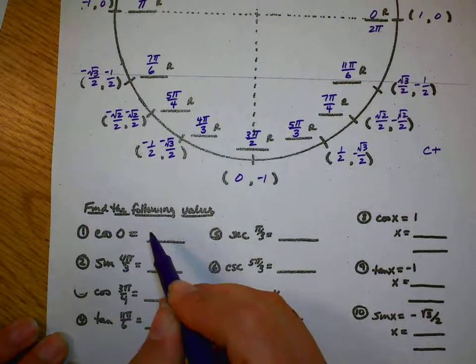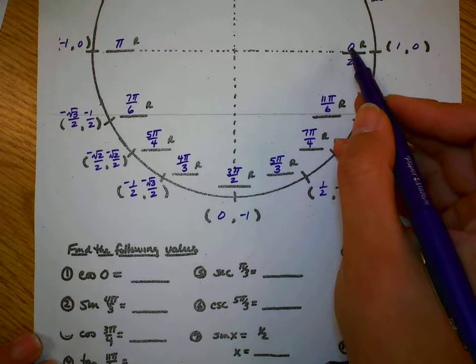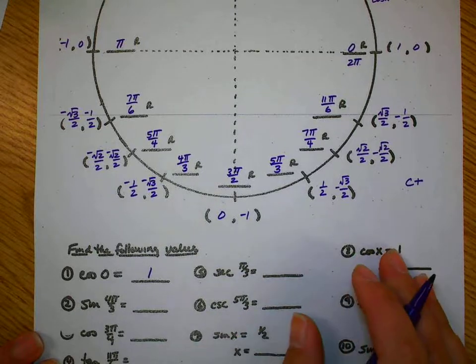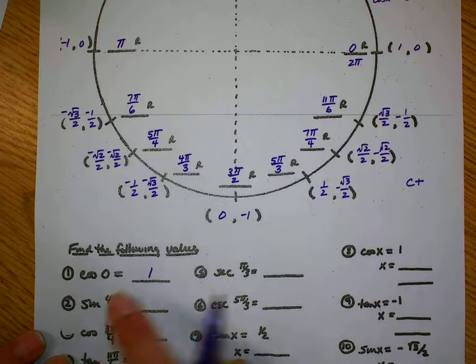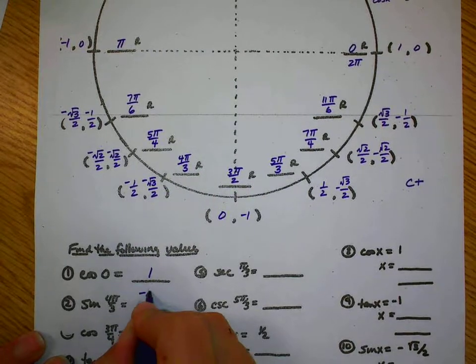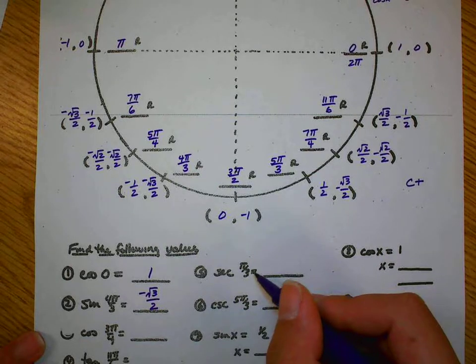1 through 4, you're just evaluating. So first one's cosine of 0. So you go to the angle of 0, cosine again is your x value, it's equal to 1. Okay, sine of 4 pi over 3, so go to 4 pi over 3. Sine is your y value, so negative root 3 over 2. So you guys are going to try this one on your own and check answers on Blackboard.